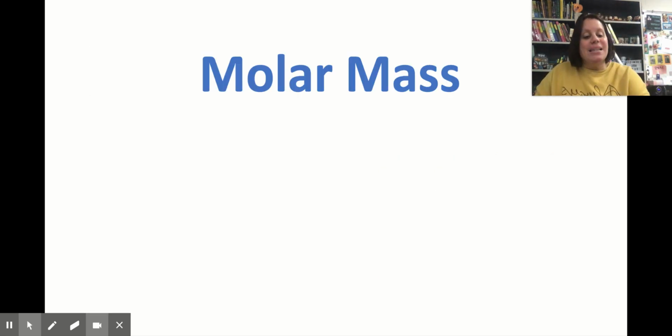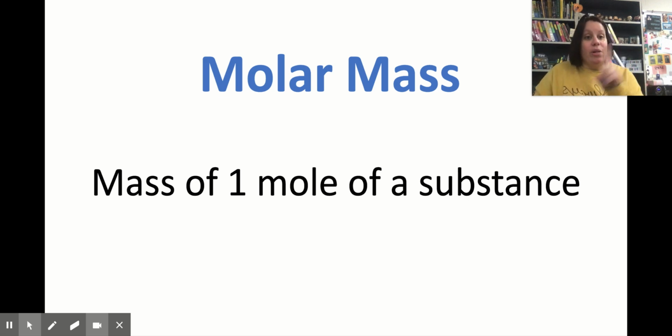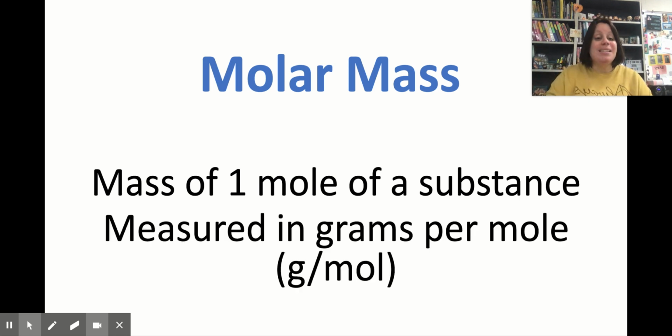Molar mass is the mass of 1 mole of a substance, and every substance has its own unique molar mass. Molar mass is going to be measured in grams per mole. It's kind of like miles per hour, same kind of idea. Grams per mole, which is g/mol. Moles are kind of weird because there's not really a great abbreviation for them, so we abbreviate them mol. And then grams is always abbreviated with a g.